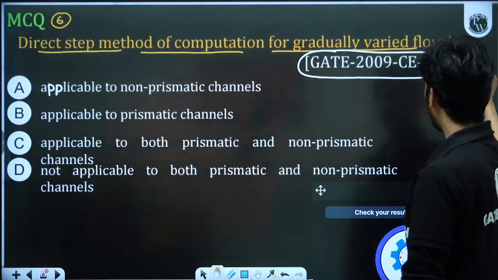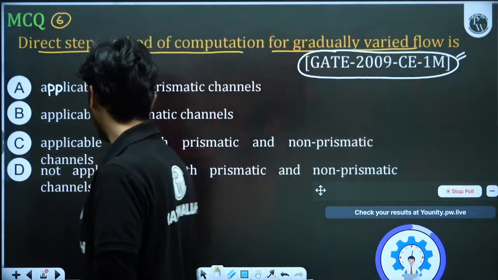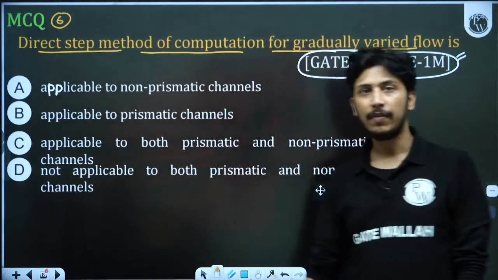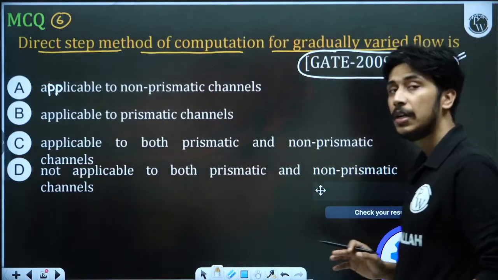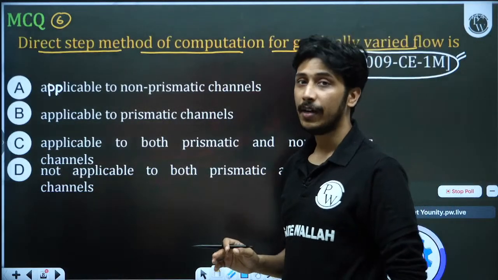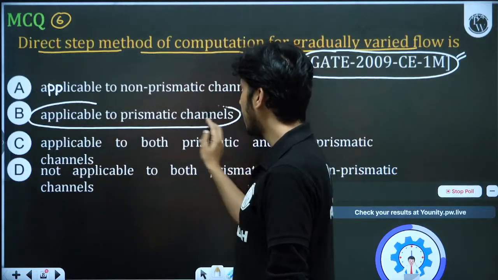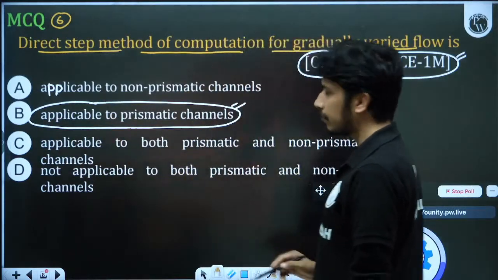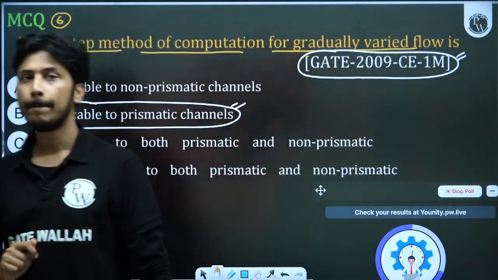In gradually varied flow, what formula are we applying? The dy by dx formula. I have told you this is only for a rectangular channel, and a rectangular channel will be generally prismatic, not always, but generally prismatic. I told you this in the last class.